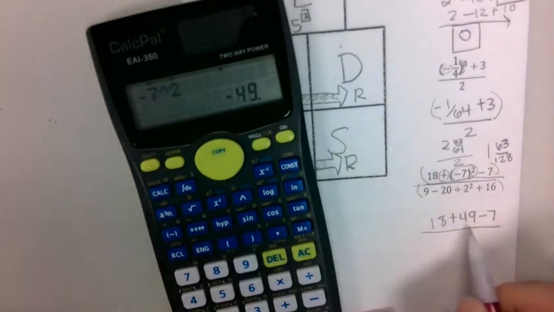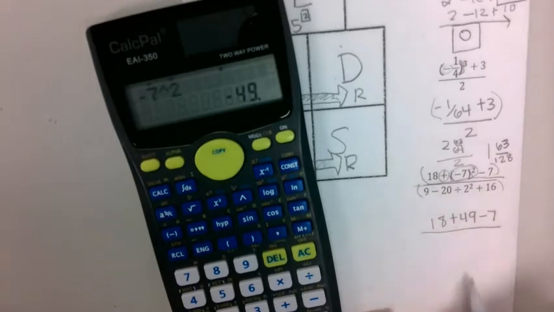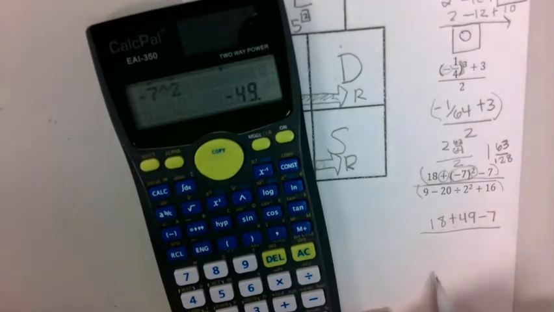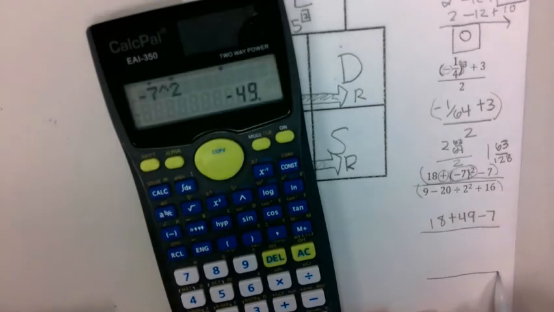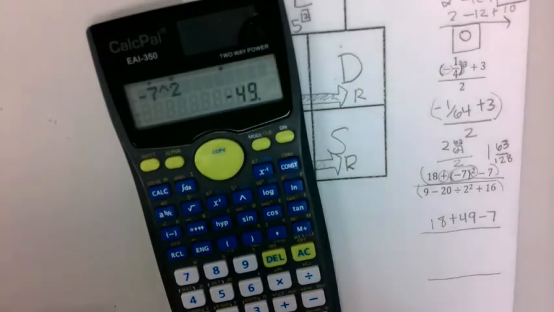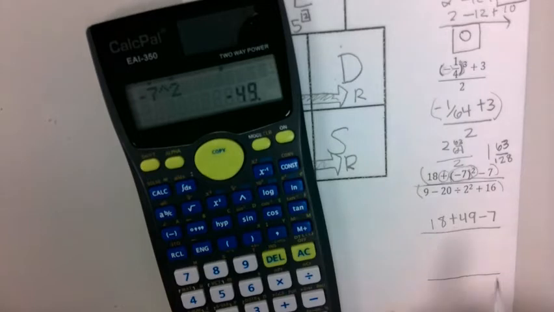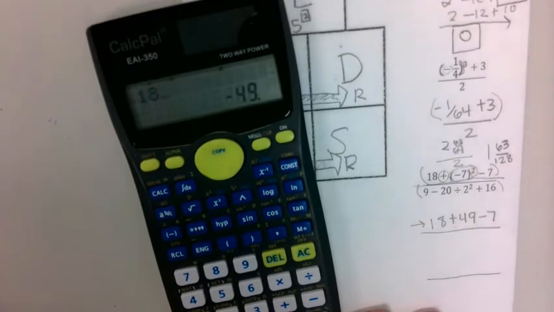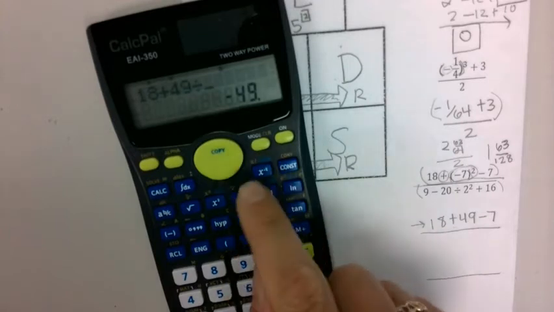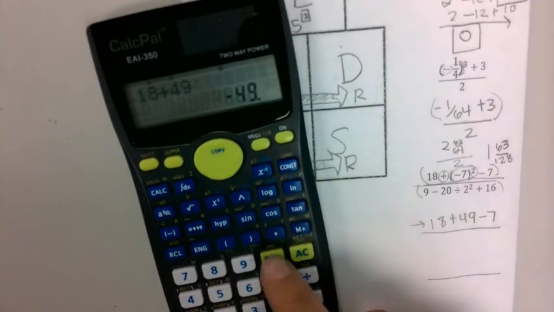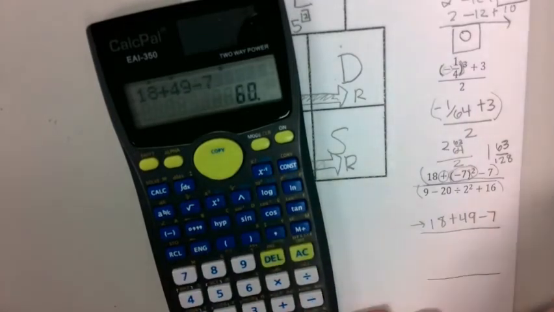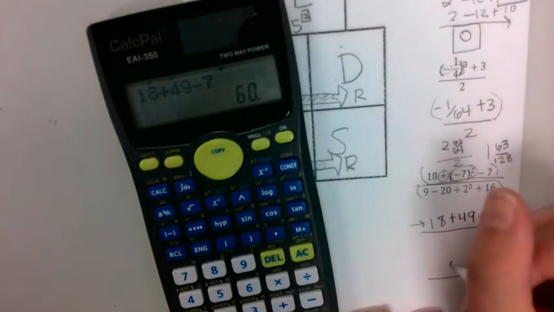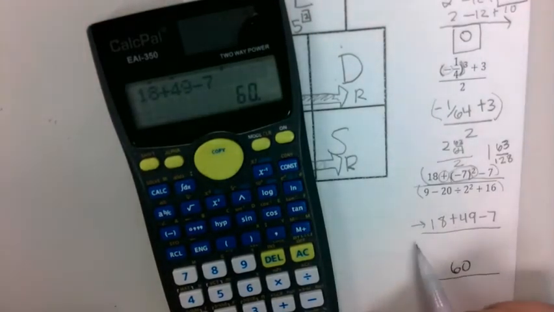All right, I'm going to go ahead and continue to simplify the top of my fraction, and I'm just going to type that into my calculator, because I have no more multiplication or division to simplify. So 18 plus 49 minus, whoops, I didn't mean to type divide, minus 7 is equal to 60. And now let's go ahead and simplify the bottom.